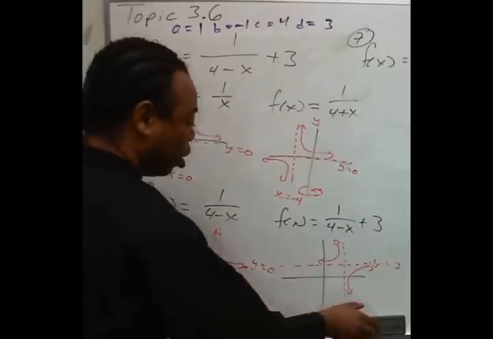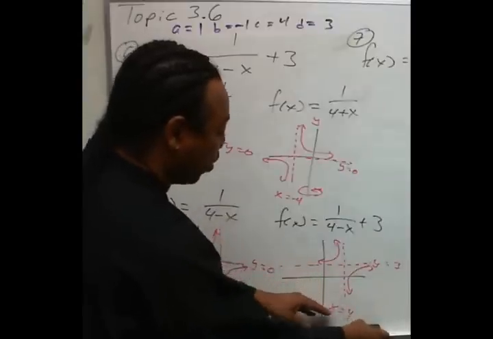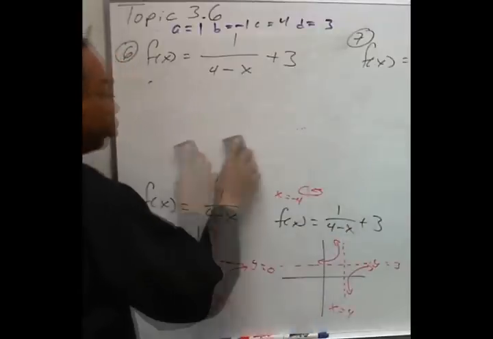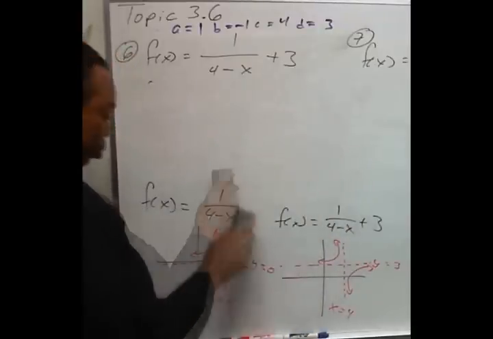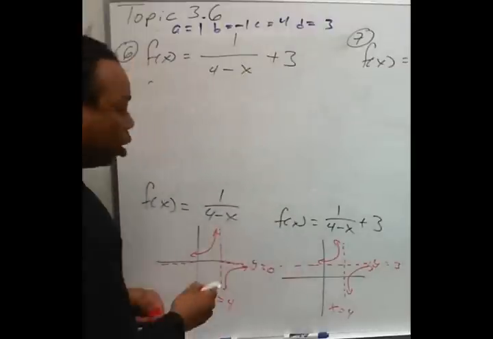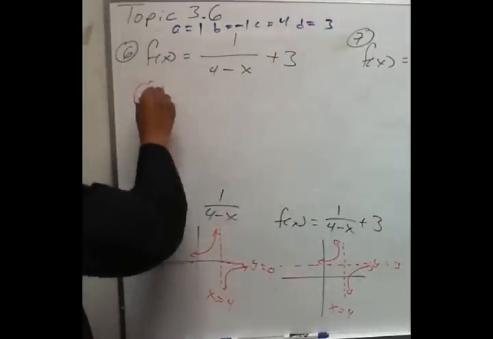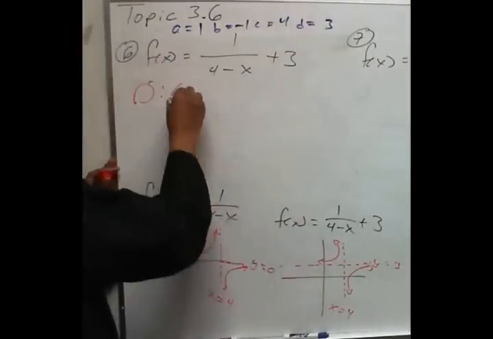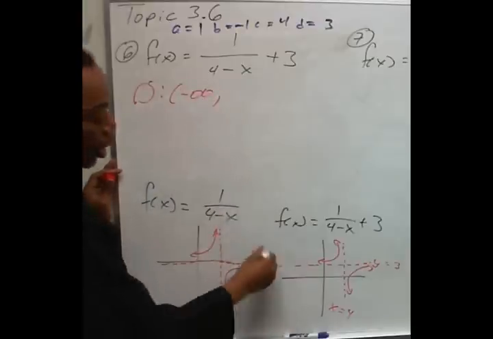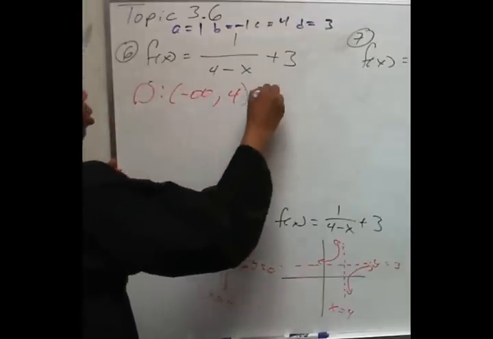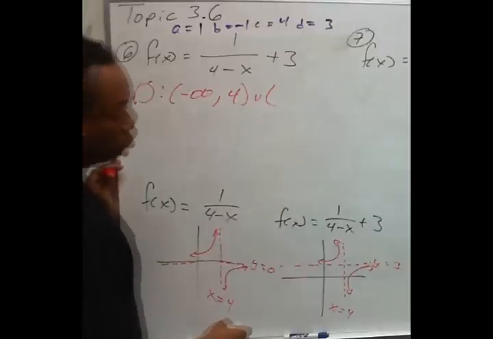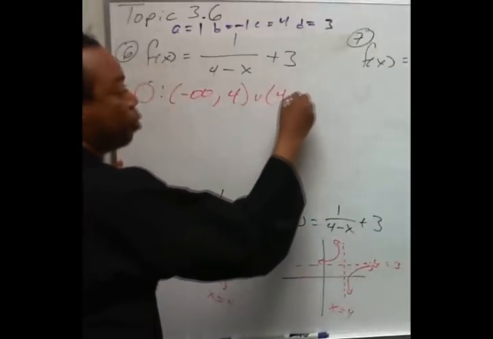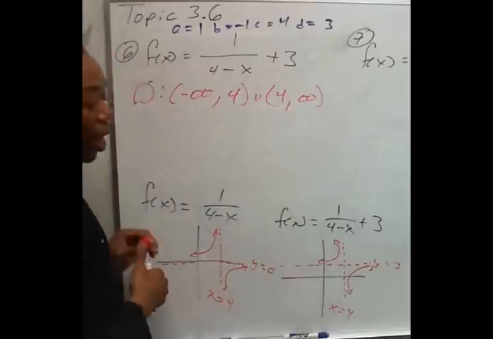Now, the domain and range of this final graph. The domain is how far to the left and right this graph is going. That's as far left as negative infinity and as far right as 4. Then, union with this one, to the left and right will be as left as 4 and as far right as positive infinity.